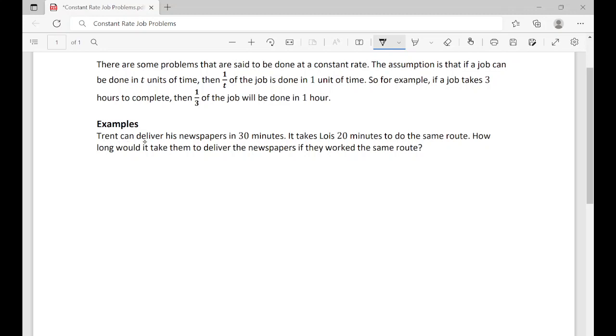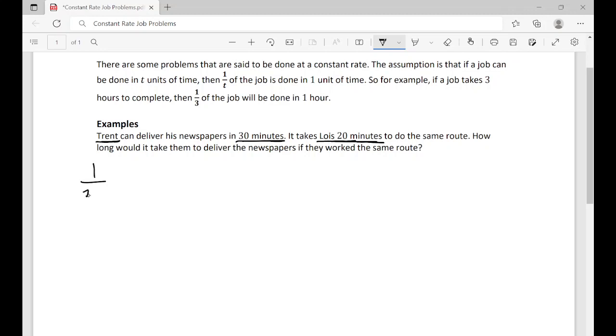So Trent can deliver his newspapers in 30 minutes. It takes Lois 20 minutes to do the same route. How long will it take for them to deliver the newspapers if they work the same route? So we see that Trent can get it done in 30 minutes, whereas Lois can get it done in 20 minutes.